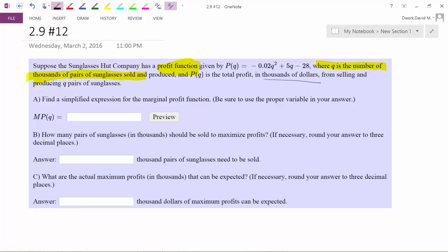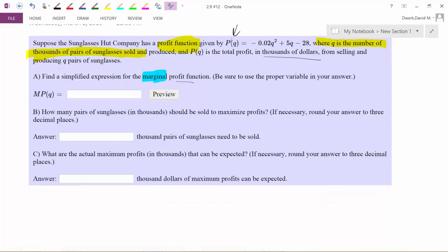All right. So now part A says find the simplified expression for the marginal. There's that word again. We should know from previous notes that marginal is a secret code word for derivative. Find the derivative of it. So we want the marginal profit. How do we find that? Well, we already have a profit function, so all we have to do is take the derivative of it. Find P prime of Q, and that will be our marginal profit function. Fantastic. And that's all it wants. It just wants a function.